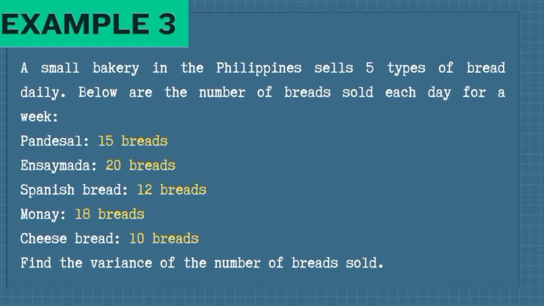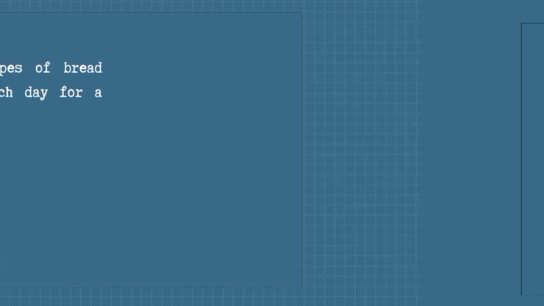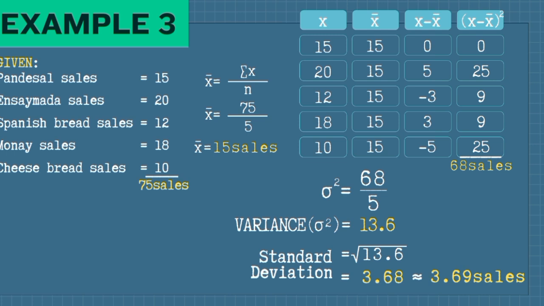So, let's move on to the last example of solving mean and variance. A small bakery in the Philippines sells 5 types of bread daily. Below are the number of breads sold each day for a week. Pandesal, 15 breads. Ensaymada, 20 breads. Spanish bread, 12 breads. Monay, 18 breads, and cheese bread, 10 breads.